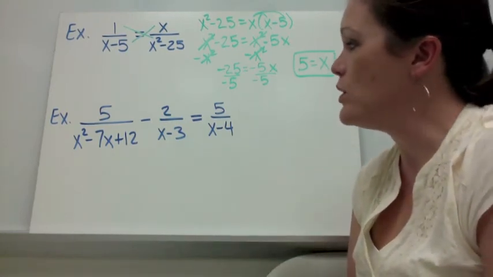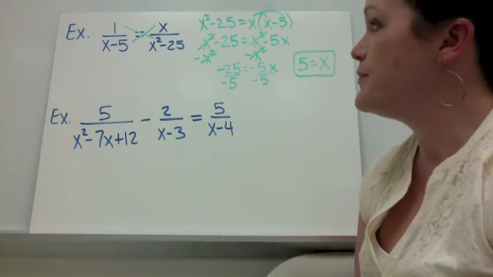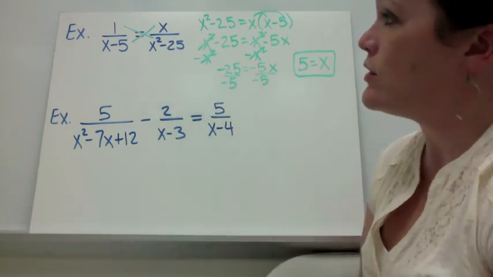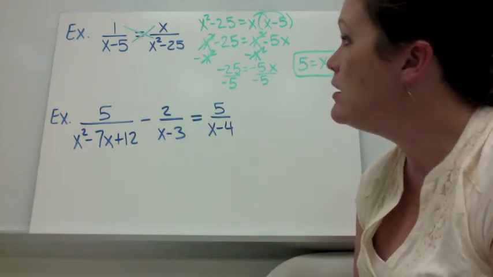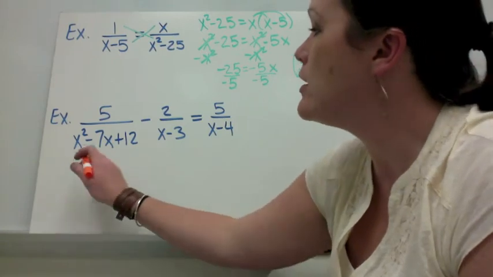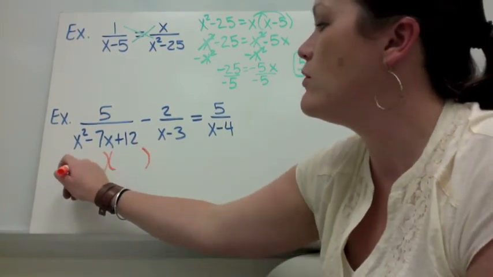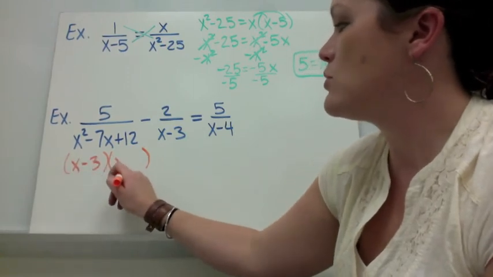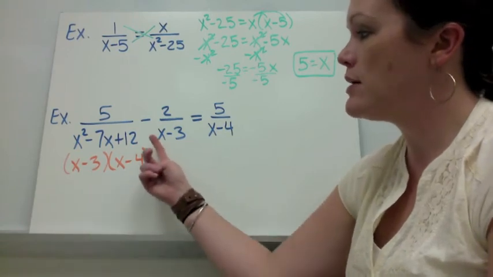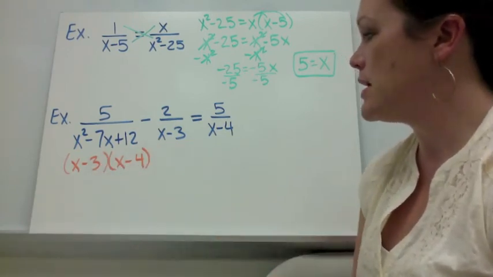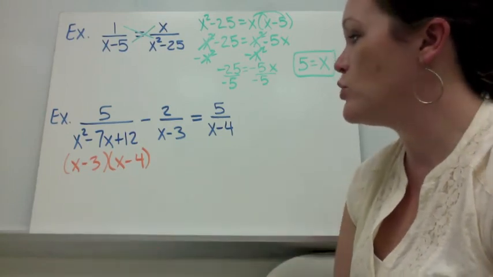For this one, we have some factoring we need to do to figure out the least common denominator. So it ended up on example 1 here that we didn't have to factor. We could just continue with our method of cross multiplying. So let's look right here. If we factor out x squared minus 7x plus 12, we get x minus 3 and x minus 4. They multiply to be positive 12. They add up to be negative 7. And now we can tell what our least common denominator will be.